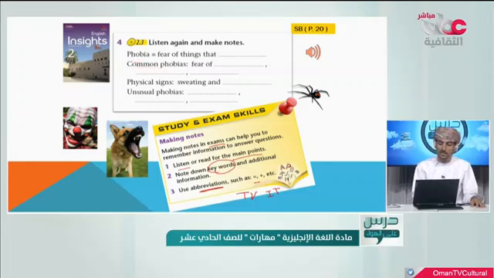Then we have physical signs. These physical signs appear on the person who has phobia, okay? For example, sweating, okay? There is another thing also. You have to mention this and write it down. Finally, we will write about unusual phobia. Phobia which are not common, okay? Good. Now let us listen and complete the task.